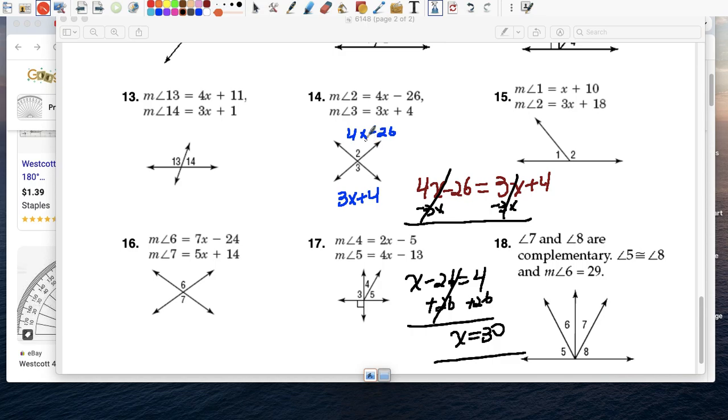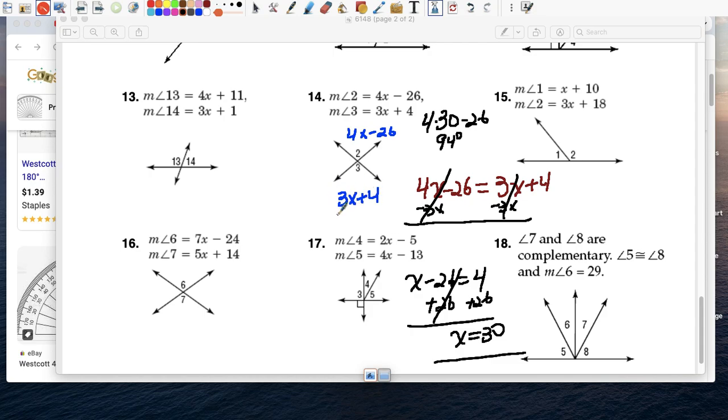So let me go back to angle 2, which is 4x minus 26. So instead of x, I'm going to switch it with 30. So 4 times 30 minus 26. 4 times 30 is 120. And 120 minus 26 is going to give us 94. So angle 2 is 94 degrees, which should be the same as the angle 3.